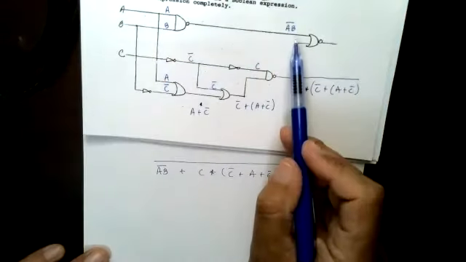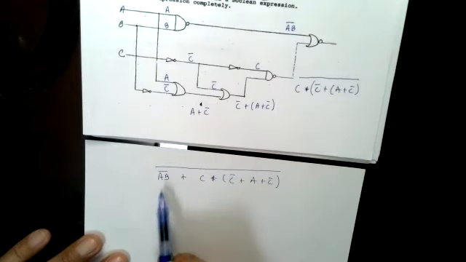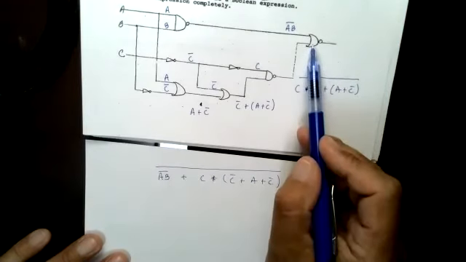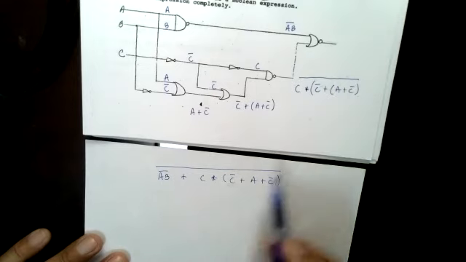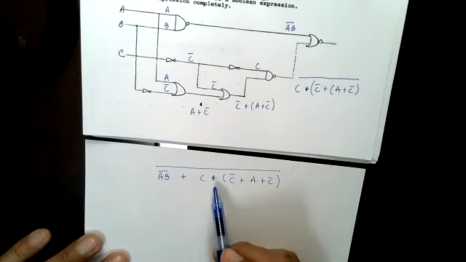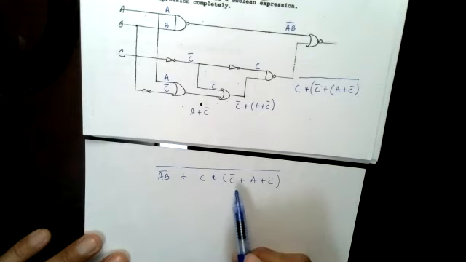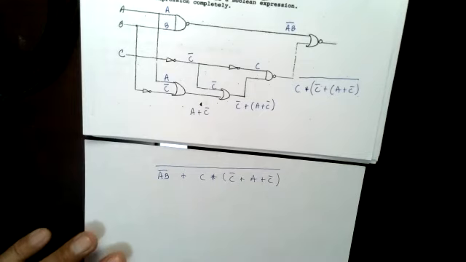Oh, went too far. Still too far. So I have AB, the not of AB, plus, and then I'm going to not all of that for the little dot there. I have C times the not of C plus A, the not of C.